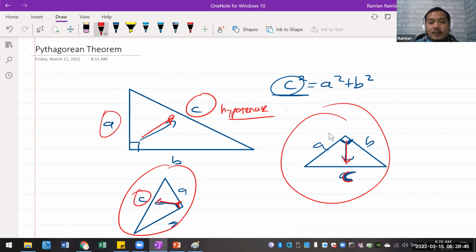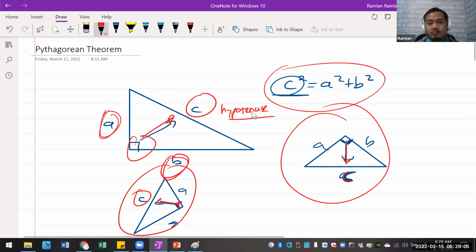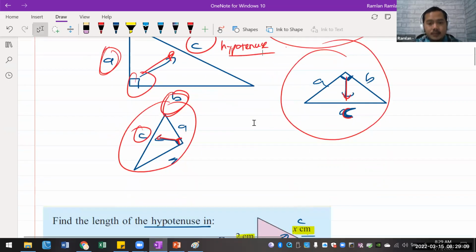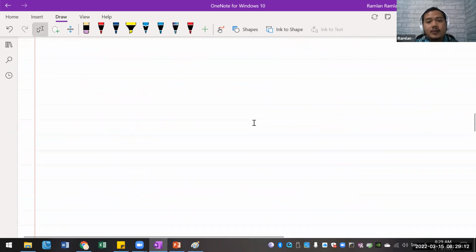For the a and b, it doesn't matter which one is which. I mean, you can swap them around. Those a and b are the legs, or the sides that make the 90-degree angle. So the 90-degree angle is made from these two line segments. That's the first thing that you need to understand. Then you can use this formula and algebraic methods to solve any kind of question. Okay, so let's go to the one that we're going to talk about today.